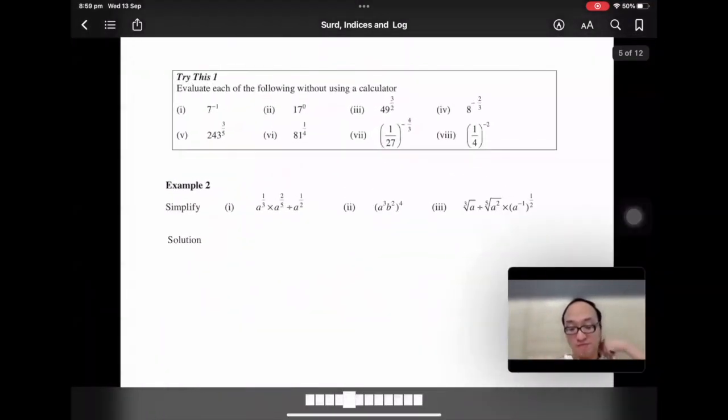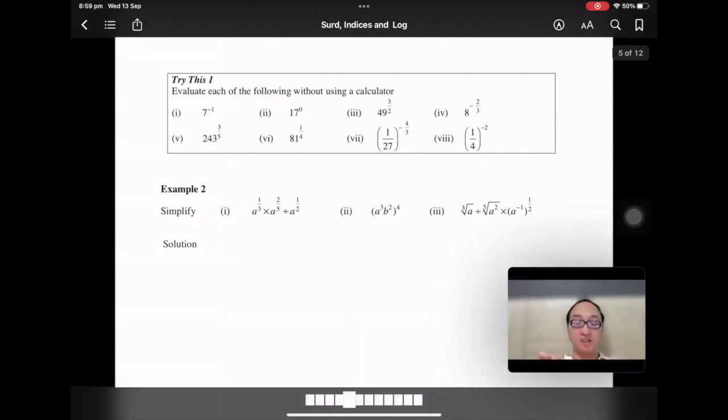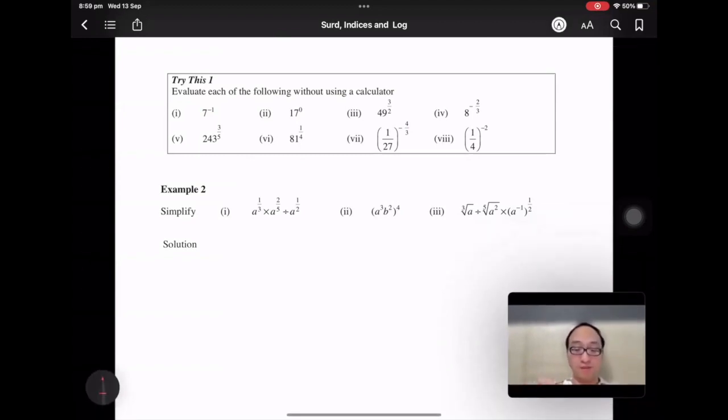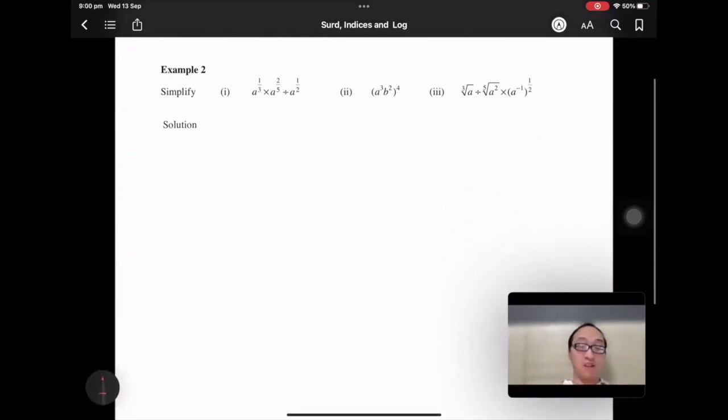You can try this for your exercise. Yeah, we use the same method. Let's see example 2.